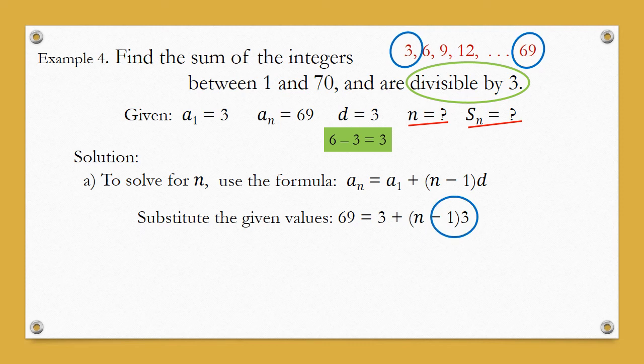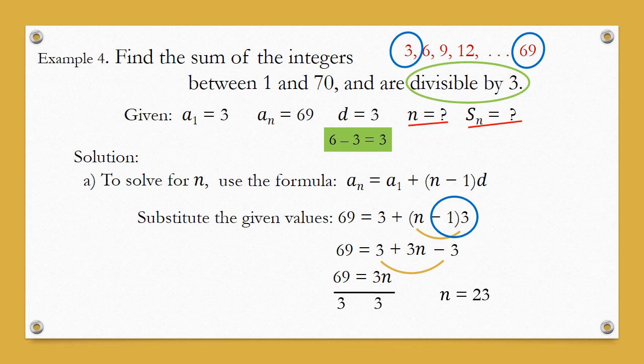Okay, multiply first negative 1 times 3. We have negative 3, and multiply 3 times n. We have 3n, then copy. Okay, combine 3 and negative 3 will give you 0, and the remaining is 69 and 3n. So to get the value of n, divide both sides by 3. So n now is equal to 23.